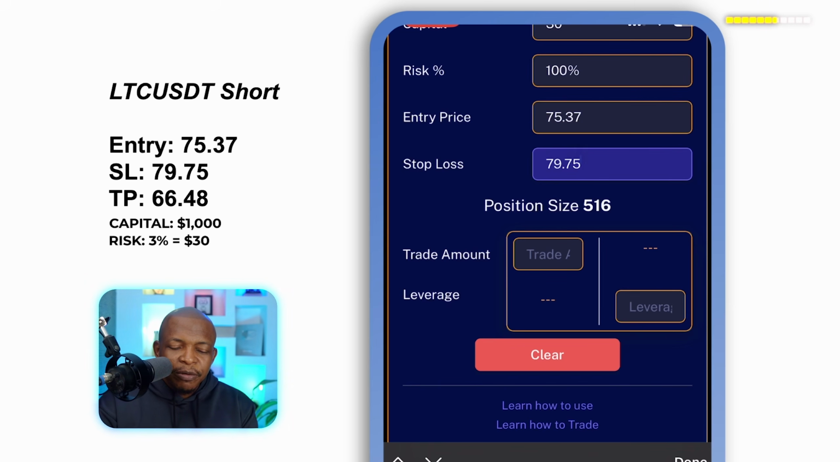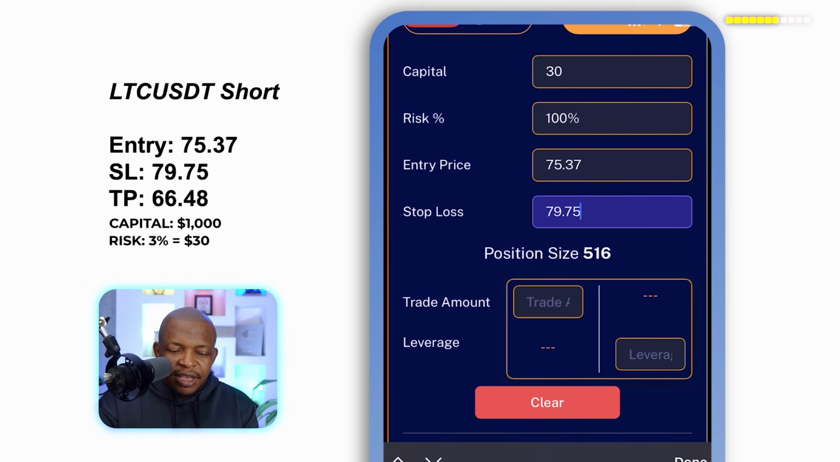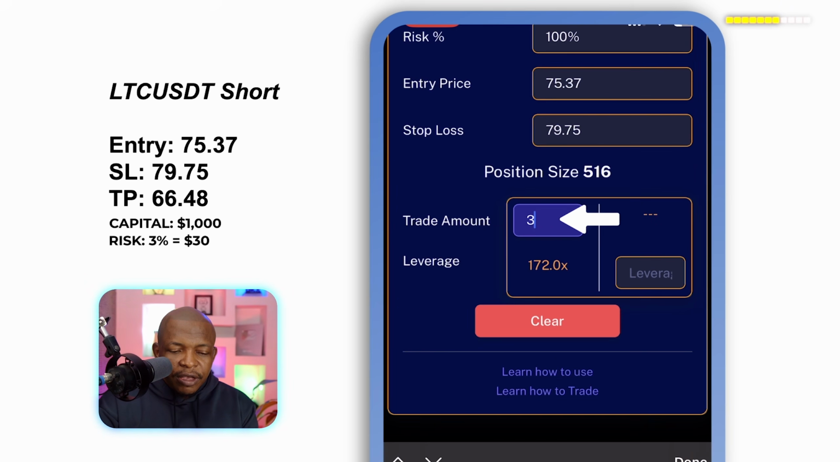So if this is my position size, I have to choose a trade amount. In this case, I can still use my risk as my trade amount. So if I enter $30 here, it means that my leverage is going to be 17.2x. So if I use 17.2x as my leverage, if I lose, I lose $30. If I win, I win $60. Does that make sense?